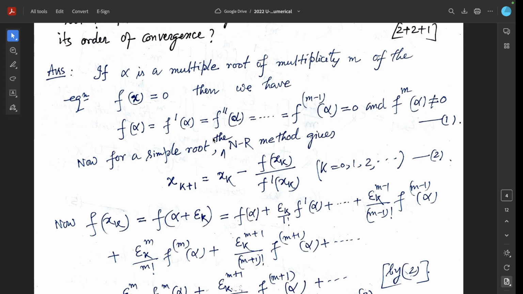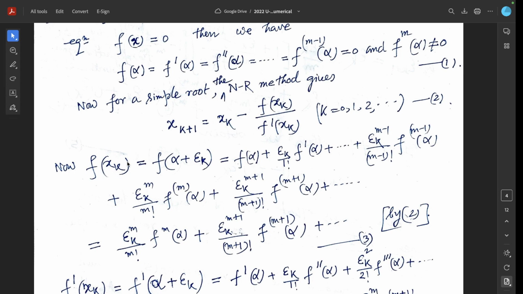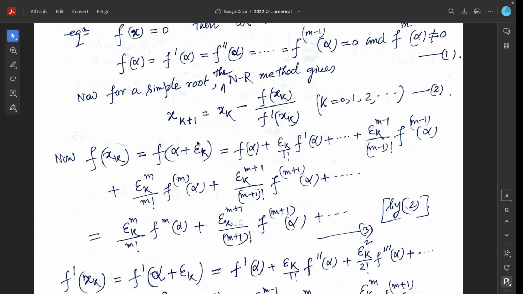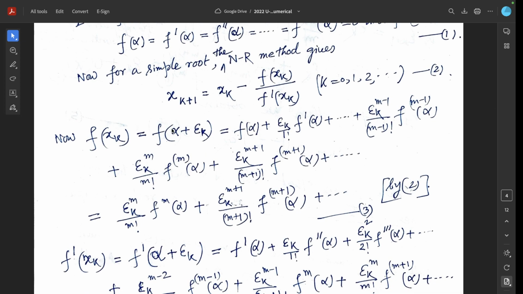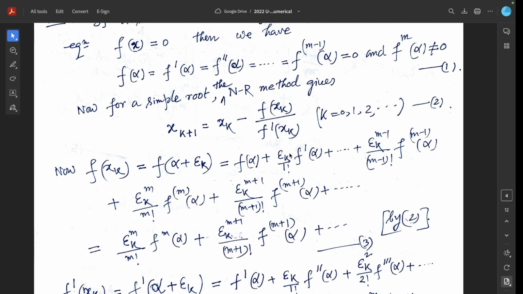Now for a simple real root, the Newton-Raphson method gives x k plus 1 equal to x k minus f(x k) by f dash x k. Now x k equals alpha plus epsilon k, where alpha is a root of the equation f(x) equal to 0, and epsilon k is the error at the kth iteration. Expanding by Taylor series, we get this. Since alpha is a root of multiplicity m, the derivatives of f up to the (m minus 1)th derivative at alpha vanish.